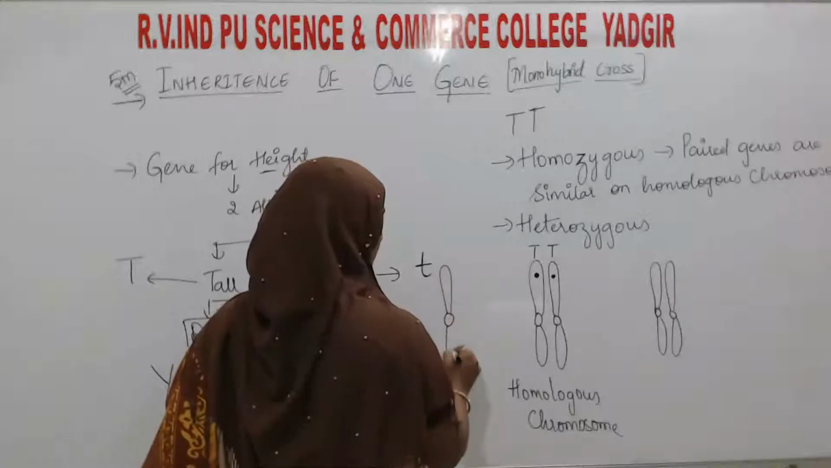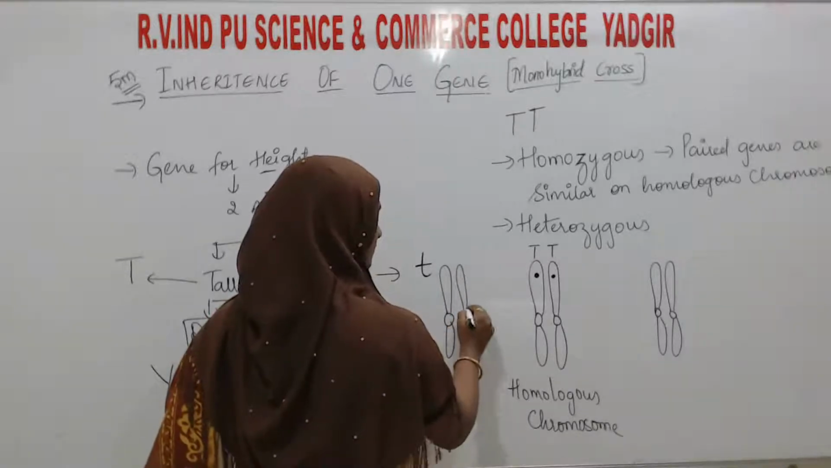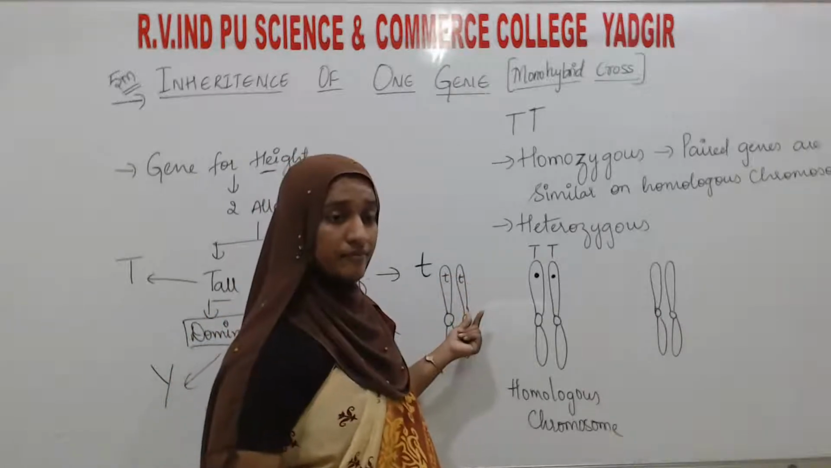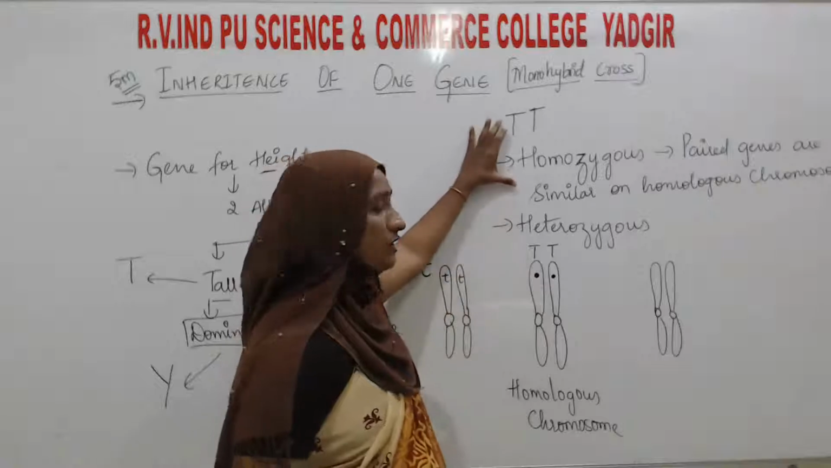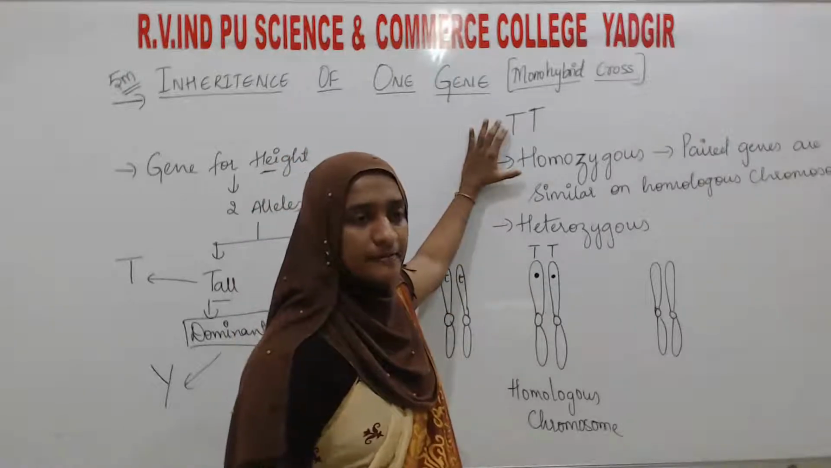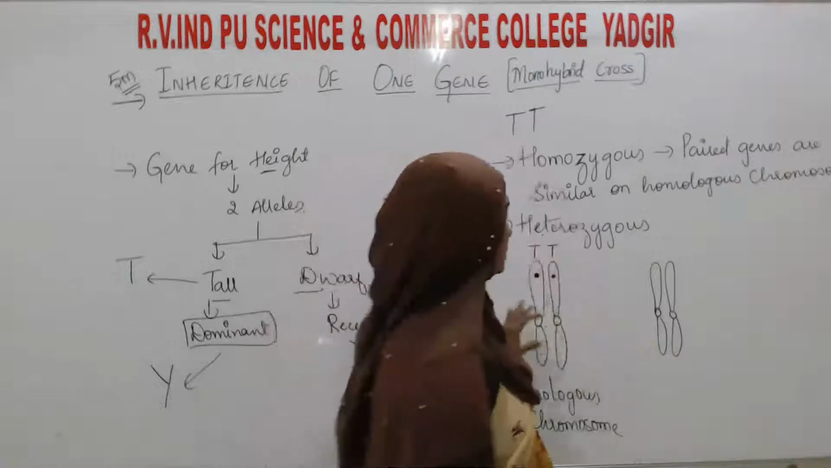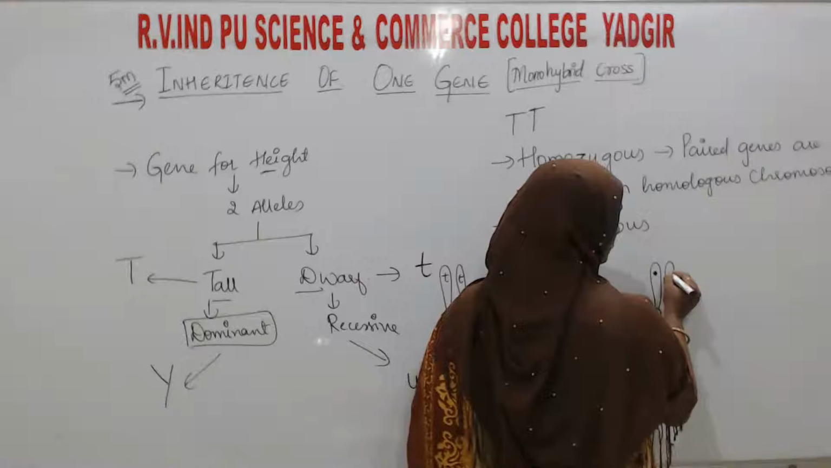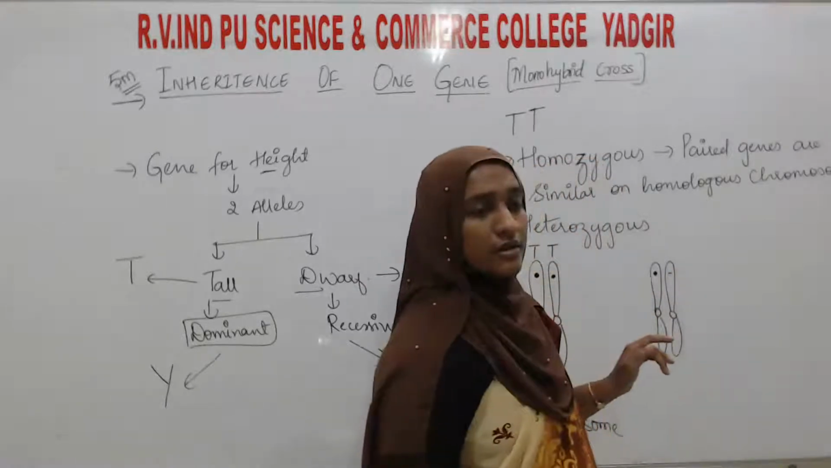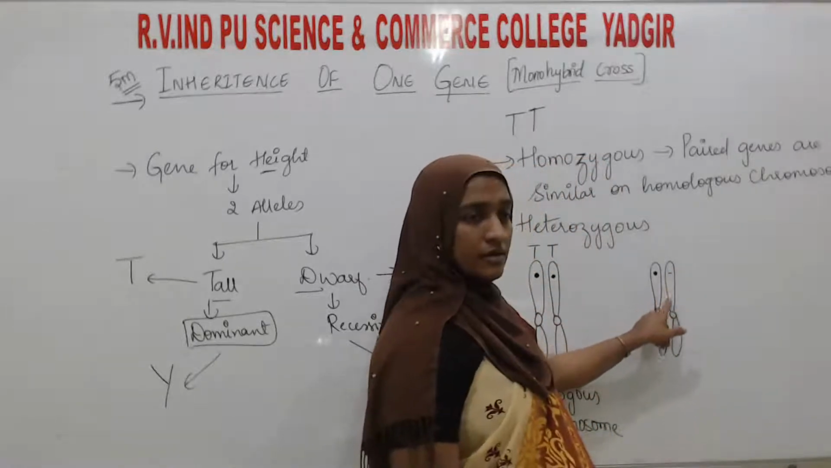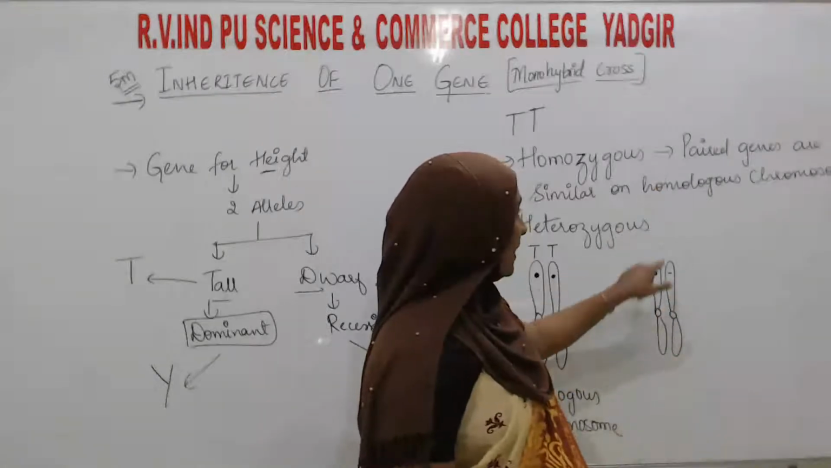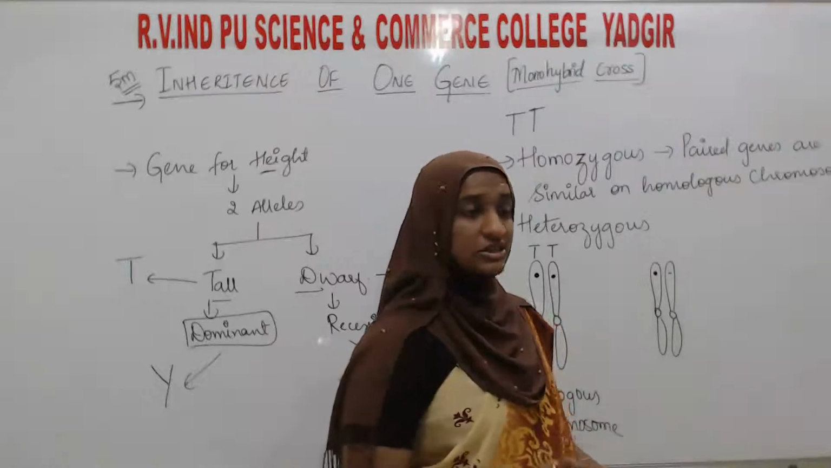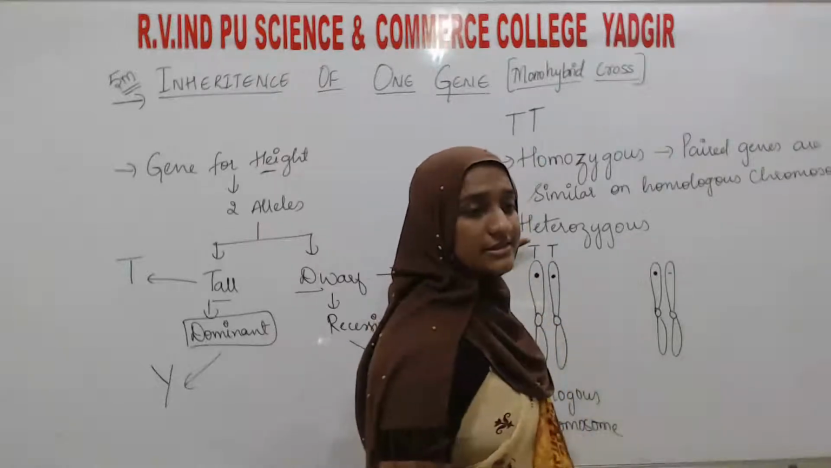These are also homologous chromosomes where small t, small t, they both are same. Such a condition is known as the homozygous condition. Okay, one more condition is there. One gene is rounded, and another is somewhat slanted. It is a condition where paired genes are dissimilar on homologous chromosome. Such a condition is known as the heterozygous.